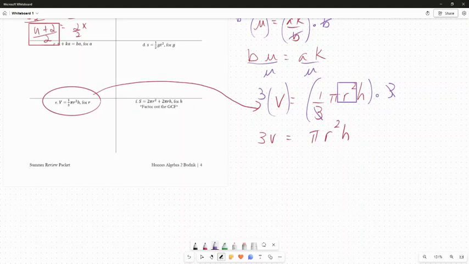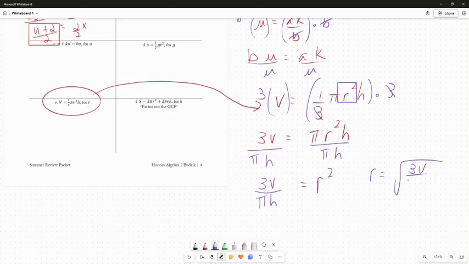Now, in order to solve for r, I'm going to divide both sides by pi h. And I'm left with r squared is equal to 3v over pi h. Now you're like, okay, well, we're supposed to solve for r. Well, remember, in order to solve for r, I need to get rid of that guy. So that's what I'm going to do. In order to undo a square, use square root. And so I'm going to do square root of both sides.